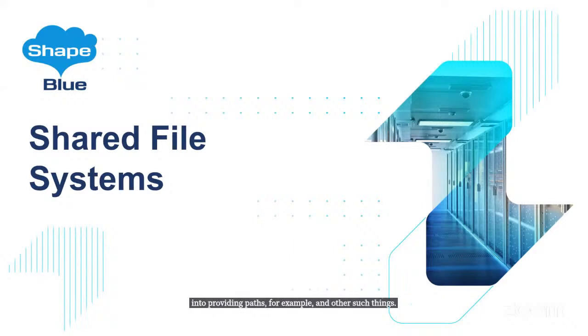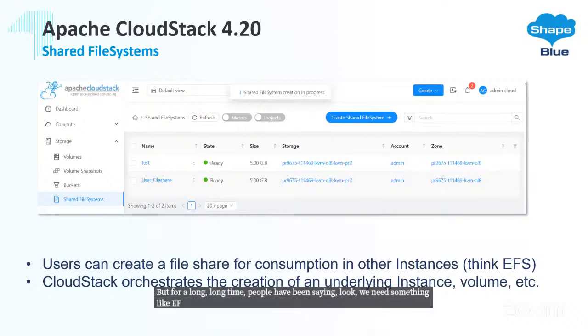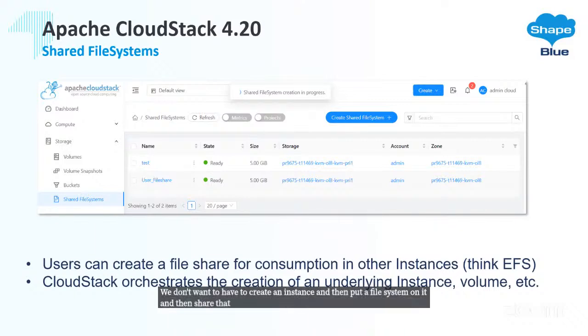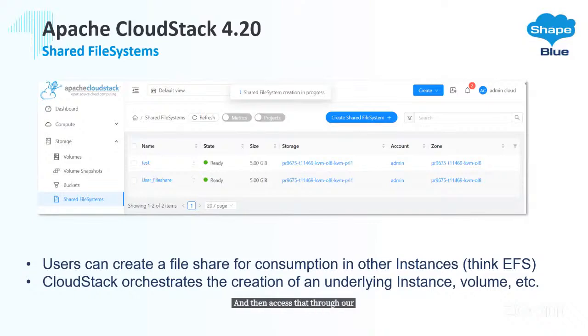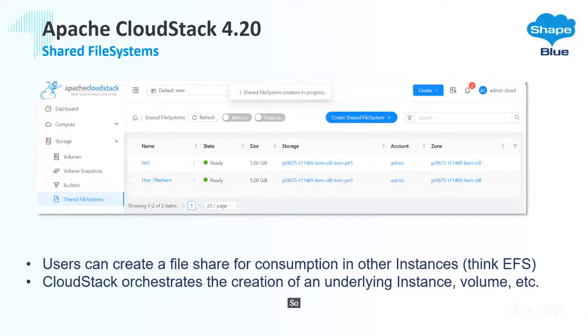But for a long time, people have been saying, look, we need something like EFS. We don't want to have to create an instance and then put a file system on it and then share that and then access that through our other instances. We want to be able to just say, look, we want a new file system and we want to start putting files into that file system and reading from that file system. So shared file systems is the new feature in 4.20.